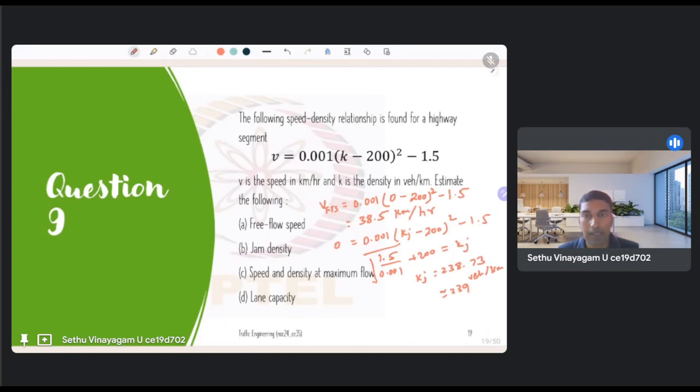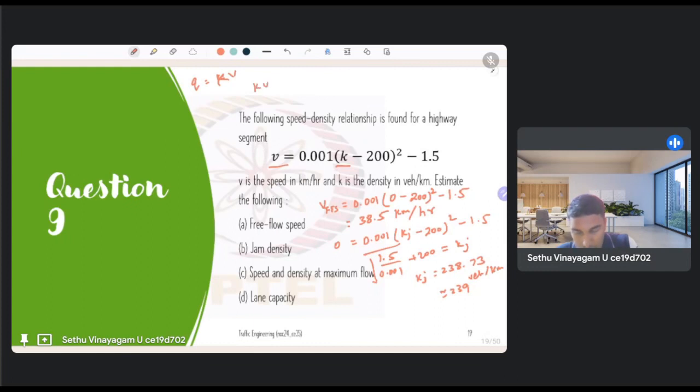So for speed and density at maximum flow, we want to bring the flow into this relationship, right? So far we only have speed and density, right? So we want to bring in the flow into this relationship. So how can we do that? What we know is flow is related to speed and density like this. Q is equal to kV, right? So if you multiply both sides by k, so what will we get?